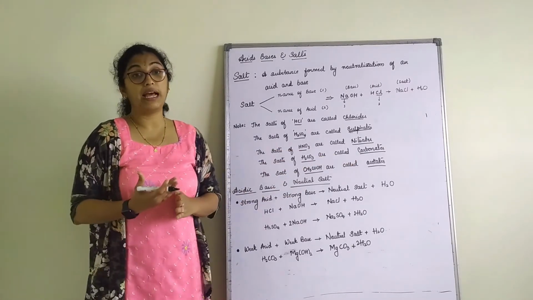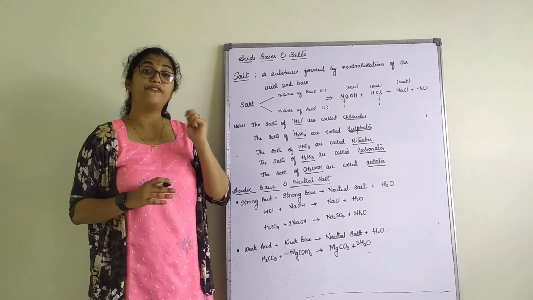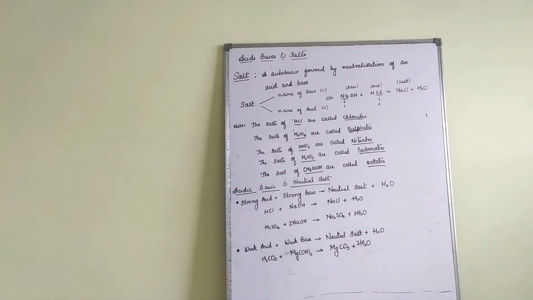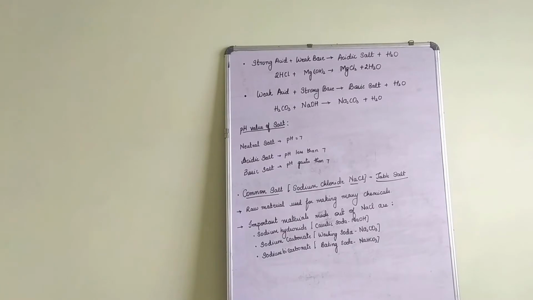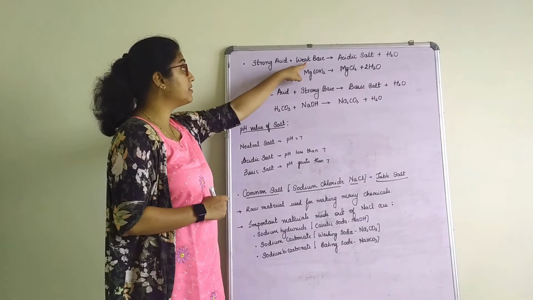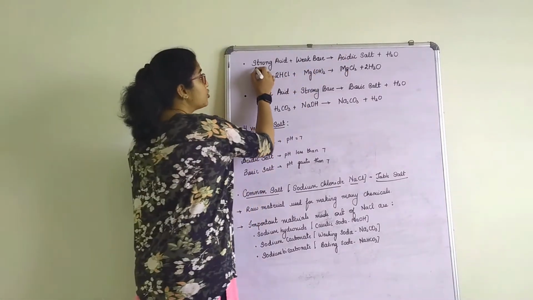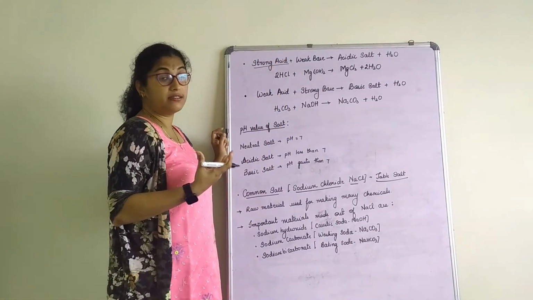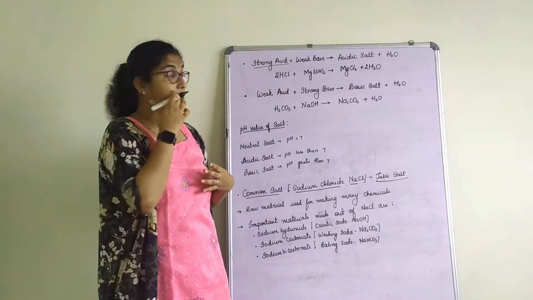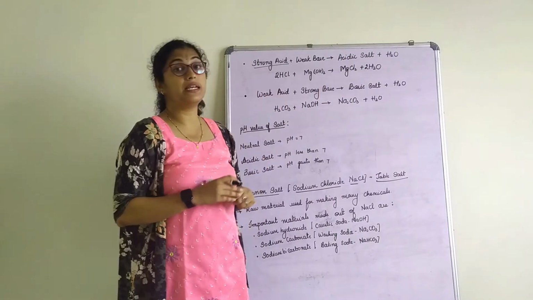Now let's see what will happen when a strong acid reacts with a weak base and when a weak acid reacts with a strong base. So now here, when a strong acid is reacting with a weak base, we get an acidic salt because the stronger side is the acid here. Based on whatever is the strong, the salt will take that form, right? So strong acid and weak base will give you an acidic salt plus water.